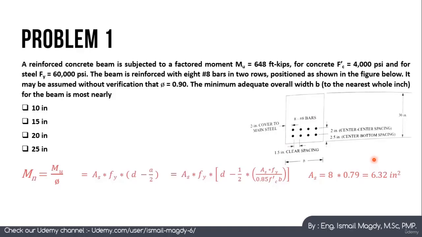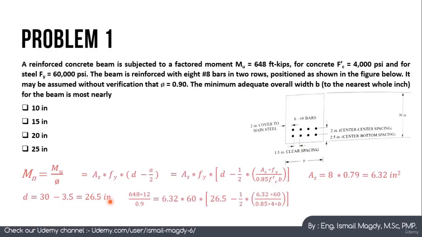Now we have all the values in this equation except for d. Let's calculate d. d equals 30, which is the overall depth of the beam, minus 3.5, which is this 2.5 and 1, which is here in the middle between these 2 rows. If it was only 1 row, it was going to be only 2.5, but these are 2 rows, so it is going to be the midline here between these 2 rows. So it is going to be 30 minus 3.5 equals 26.5 inch.